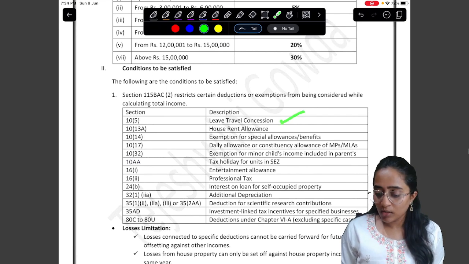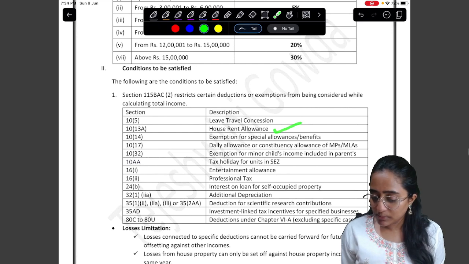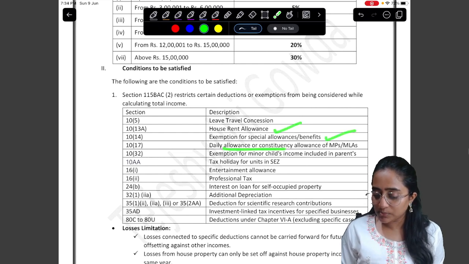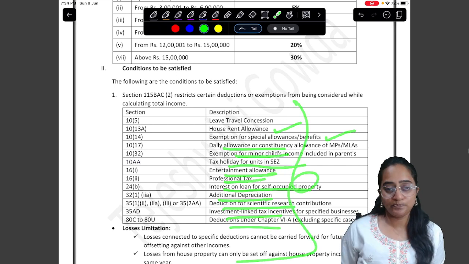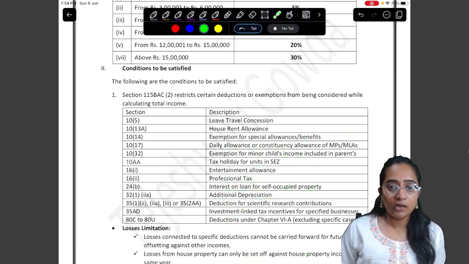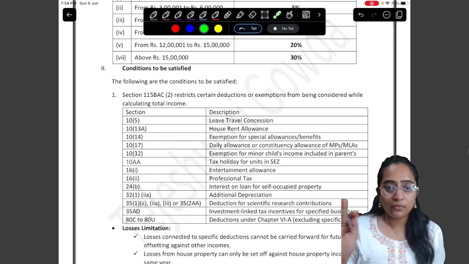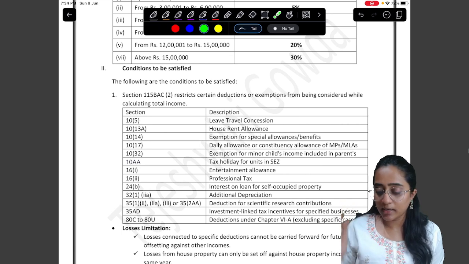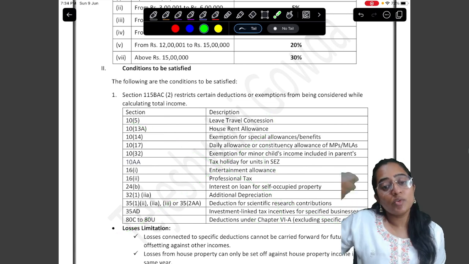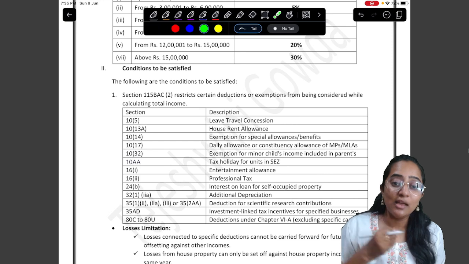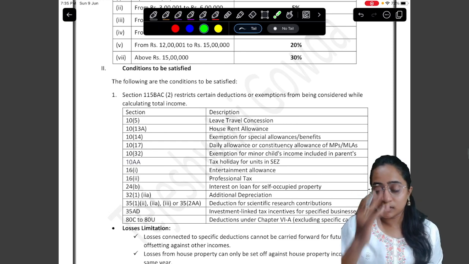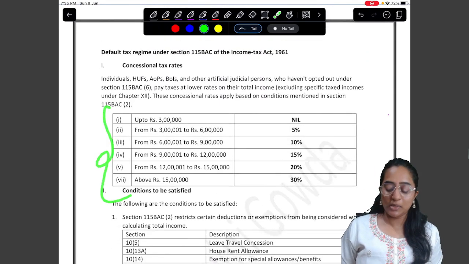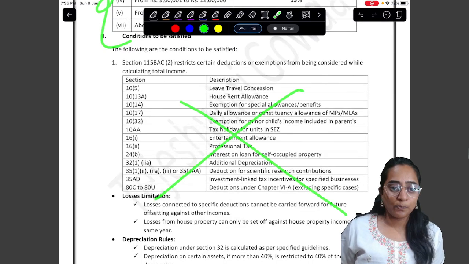What are those exemptions? Leave travel concession, house rent allowance, exemption for allowances, daily allowance exemptions, tax holidays, entertainment allowance, professional tax, interest on loan, additional depreciation. All these things you need to remove. All of you are clear as of now? Simple, great. You have to leave all these exemptions in order to get the tax liability under section 115BAC.